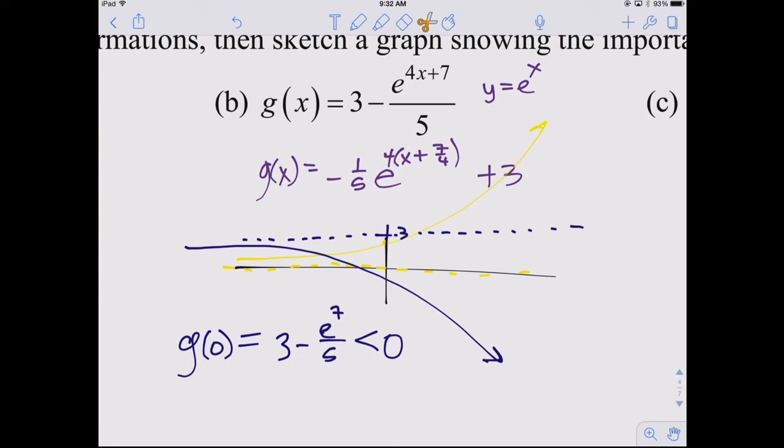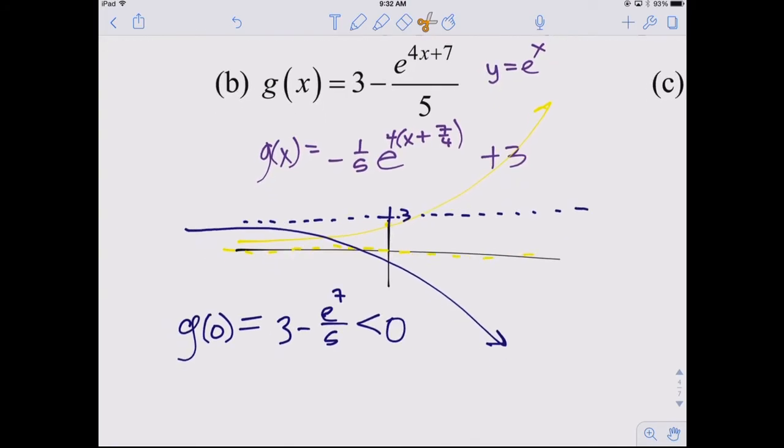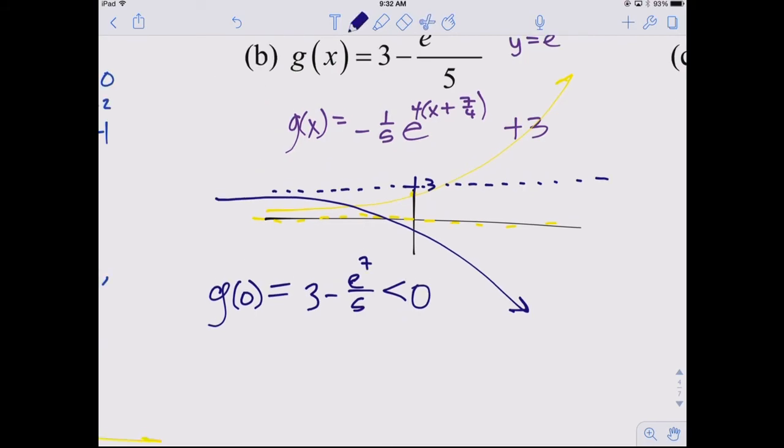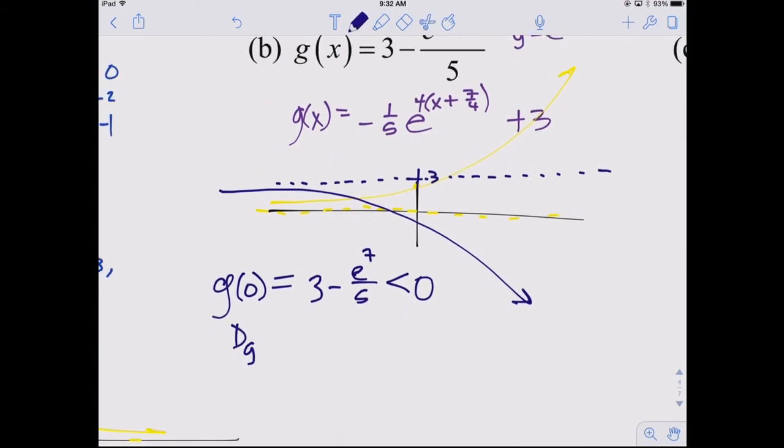Any local max or mins? No. Any symmetry? No. Monotonic? Monotonic, decreasing. Good. What's the domain of G? All real numbers. Do you think it'll ever be not all real numbers for the domain of an exponential? No, it'll always be all real numbers.